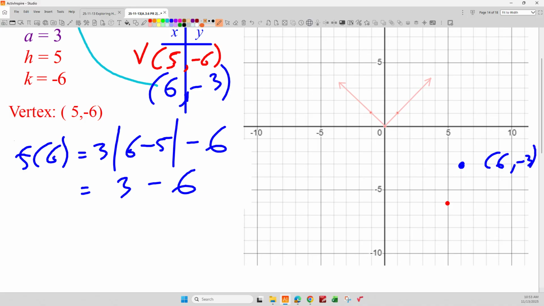Remember, our vertex was at 5, negative 6, and that's all we need, right? Because I know if I get a point on the right of my axis of symmetry, I get a corresponding point on the left. And now I can just graph this thing. And it looks like it should. It got stretched vertically, didn't it?